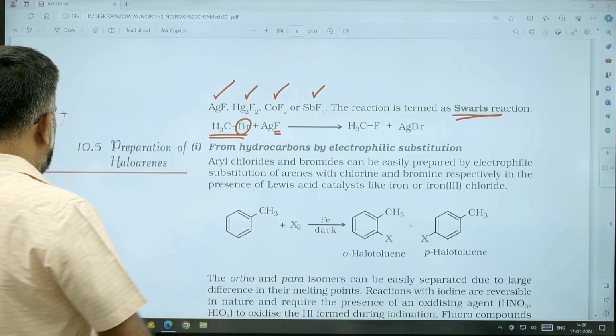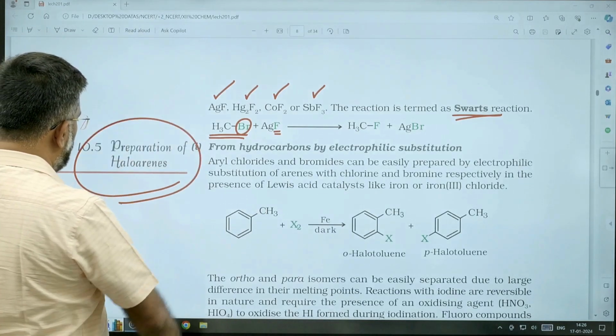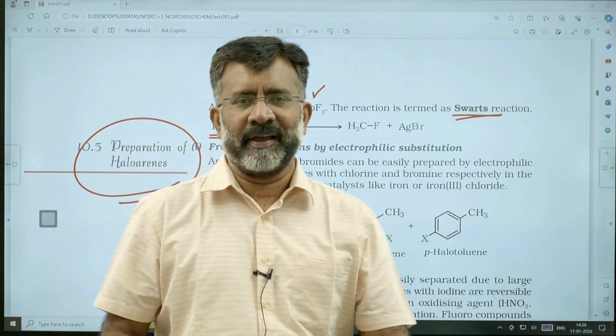Okay. Now it is the preparation of haloarenes. Preparation of haloarenes.